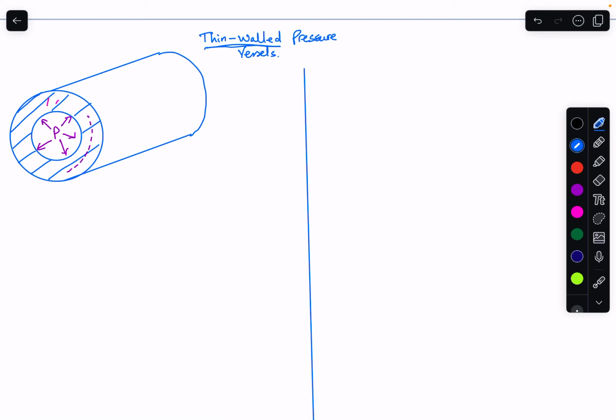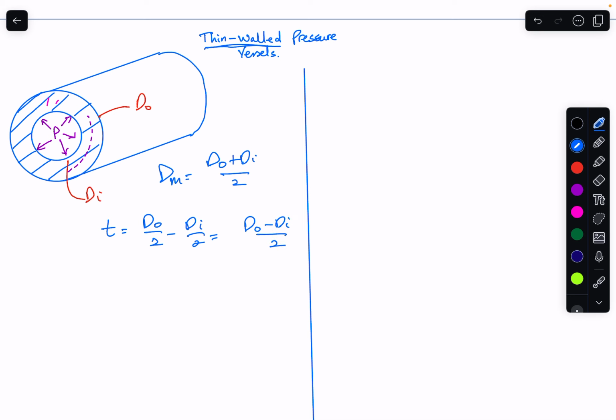Looking at thin wall pressure vessels, I have sketched here a thin wall pressure vessel showing a pressure P being applied. Normally we would have an outer diameter and an inner diameter, and just some terms: the mean diameter is really the average of the two. Our wall thickness would be the subtraction of both radii. So that would be our wall thickness.